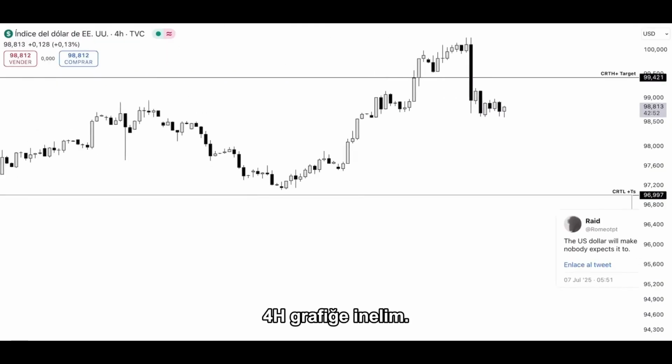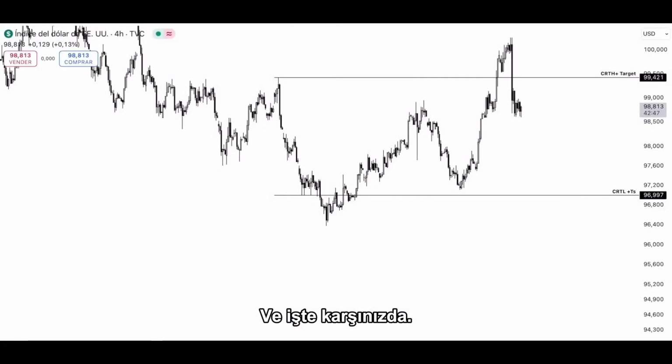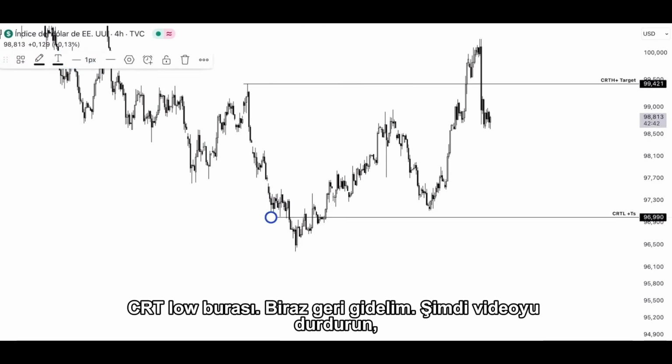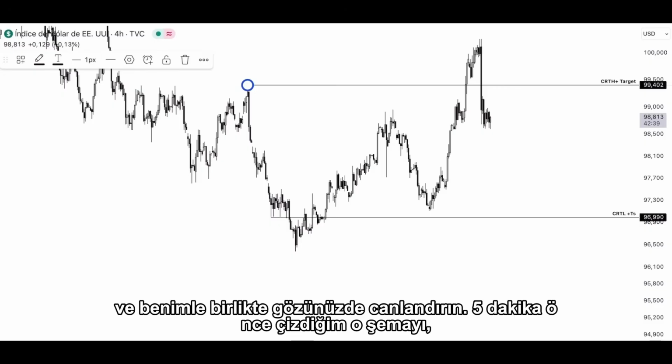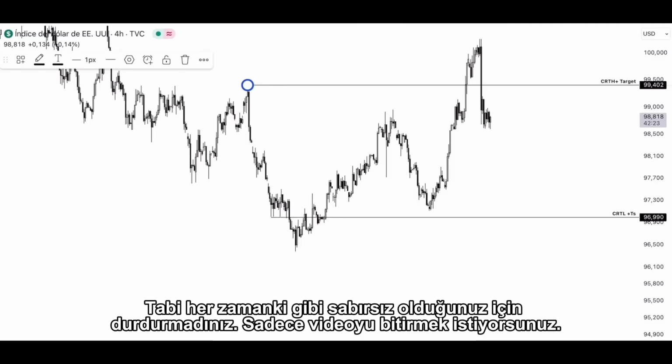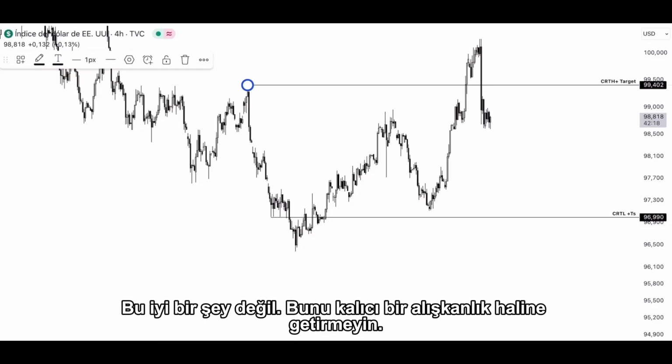Let's go to the 4 hour. And there you go. So CRT low, and go back. Pause the video right now and imagine with me the diagram I drew for you 5 minutes ago. So pause for 5 seconds. And as usual, you didn't pause because you're impatient and you just want to get through the video. That's not good. So make sure to not make that a consistent habit.